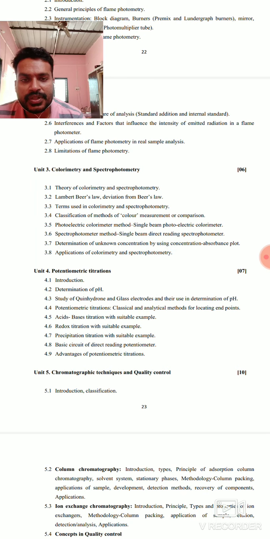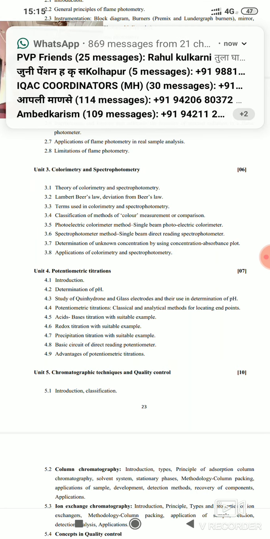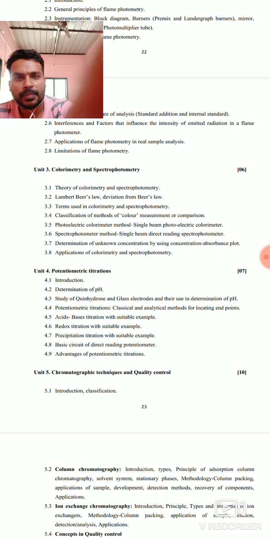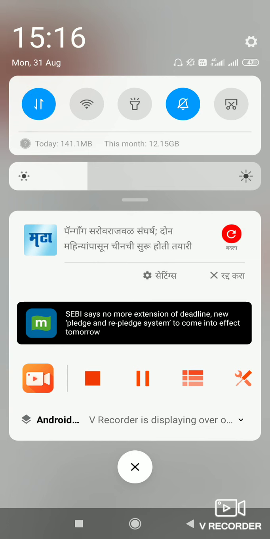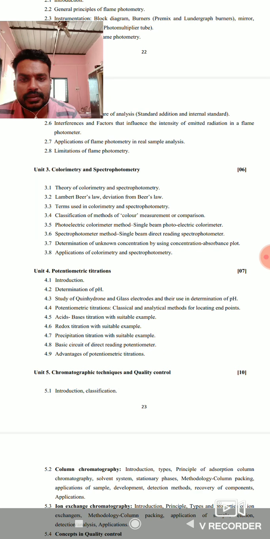Another topic which is going to be discussed in this theory paper is potentiometric titration.